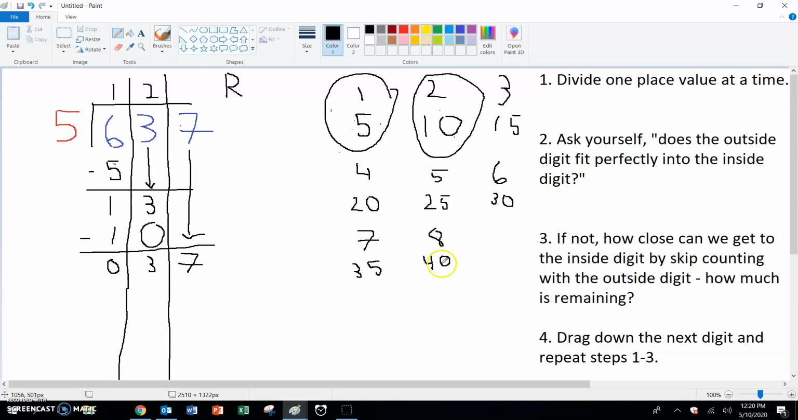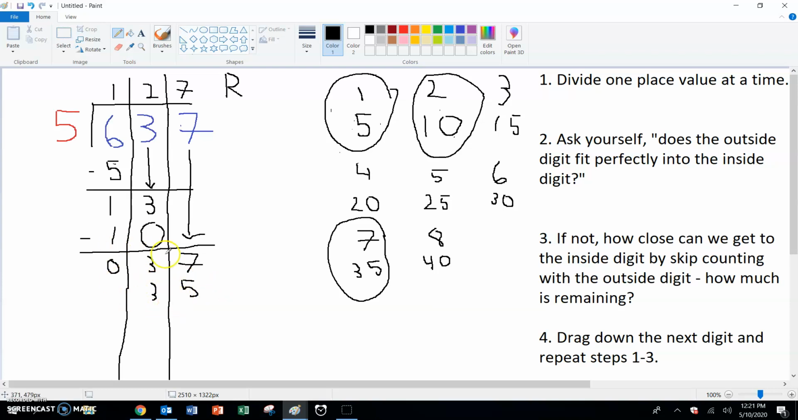8 groups of 5, which is 40, exceeds 37, which means the closest we can get to 37, skip counting by 5, is 7 groups of 5. Remember, the groups go on top, 7, and how close to 37 we get goes on the bottom, 35.